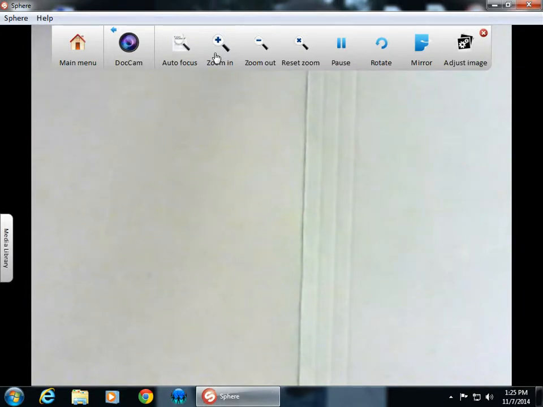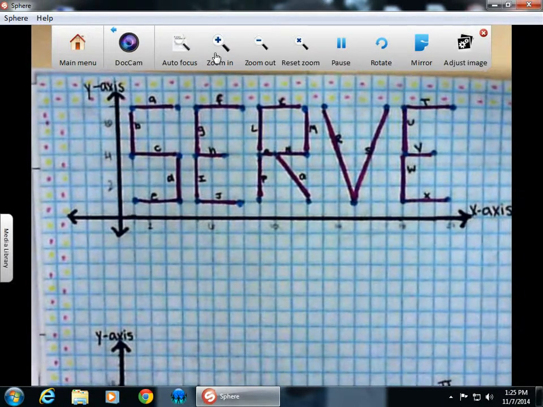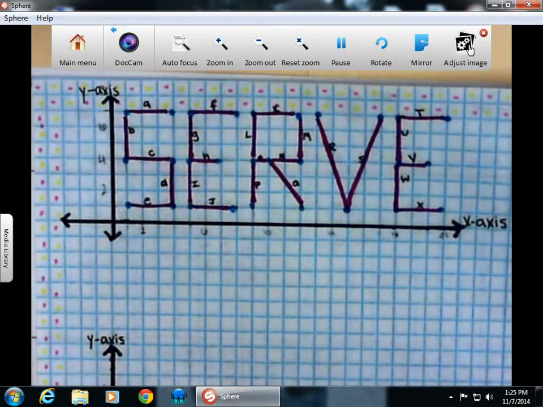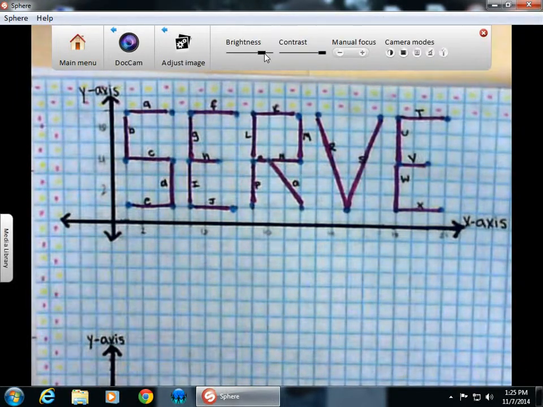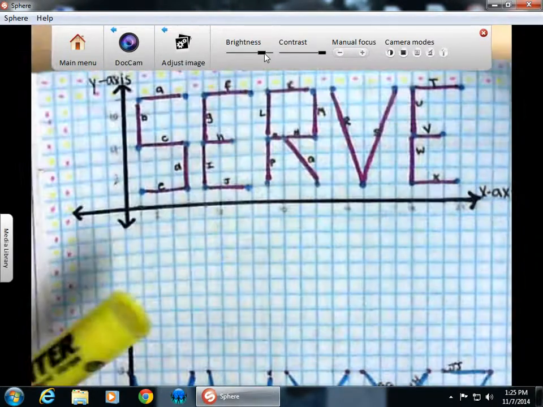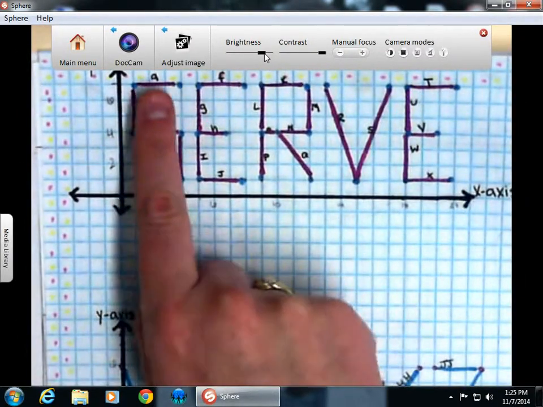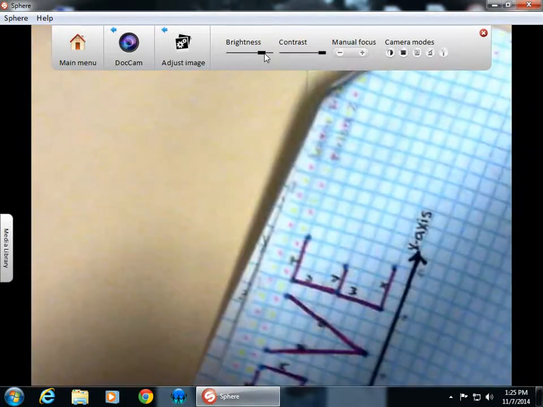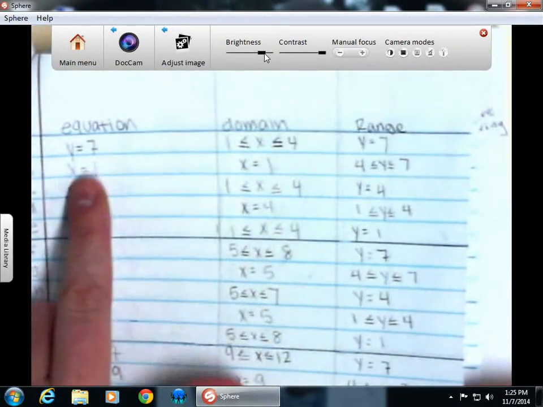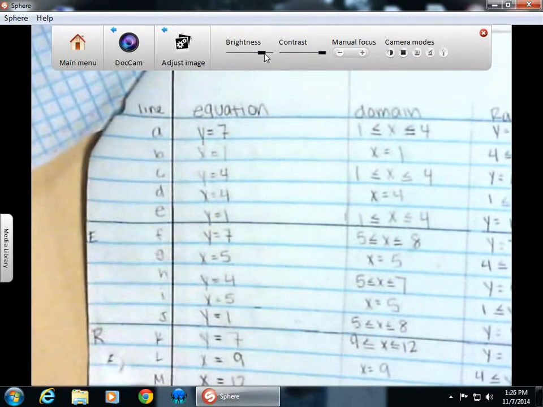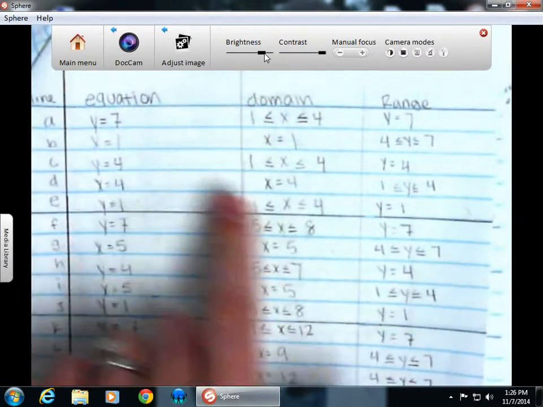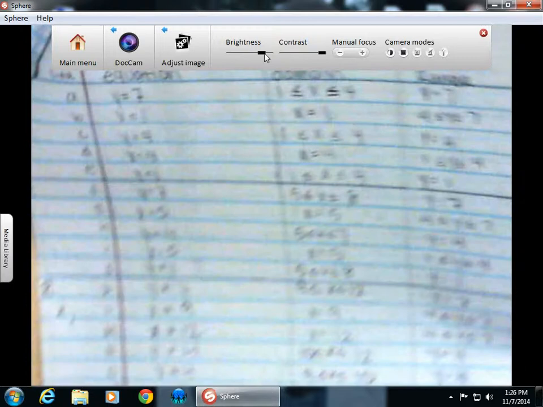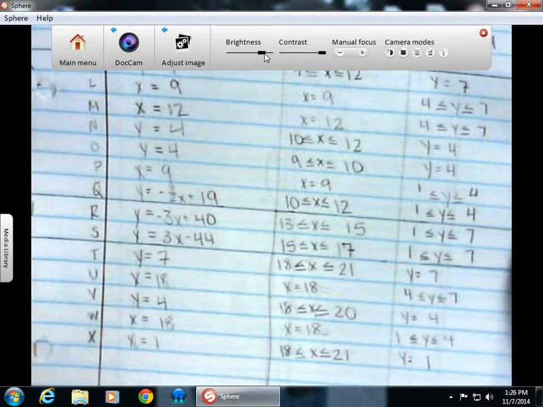This is a former student's paper. She graphed the word serve on hers, and then below that she's got the alphabet. You can see that she used some color in here. She labeled her lines A, B, C, D, E, and so on. Then here's her chart page. She has line A, B, C, D, E, F also on. Here's her equations, here's her domain, and here's her range. So you can see down the page, she's got her equations, her domain, and range. Hers went on to a second page, so here's the rest of hers.